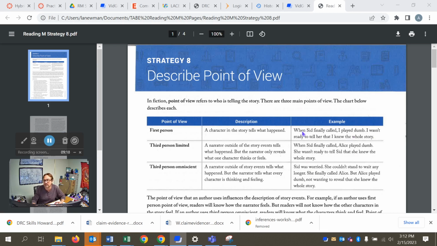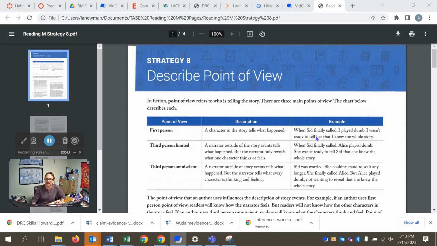We know that she called, that action happened in the story, but we don't know what Sid was thinking about that. Okay, but then we move to third person limited, and now this I character we're describing in third, and she takes on a name. When Sid finally called, Alice played dumb. She wasn't ready to tell Sid that she knew the whole story.